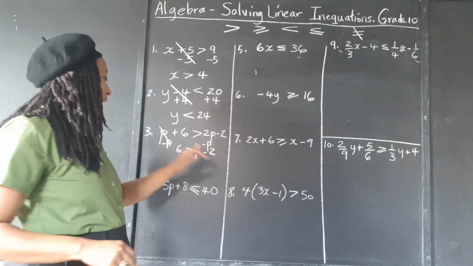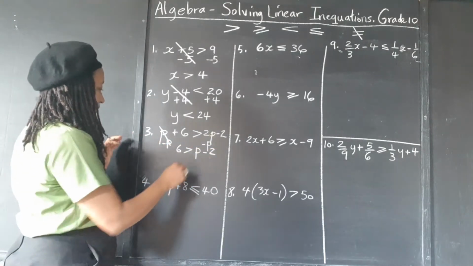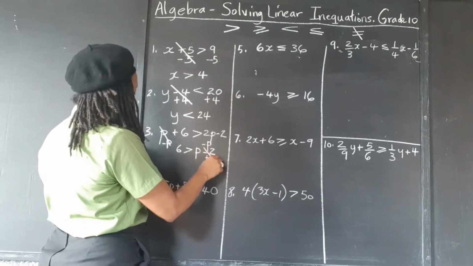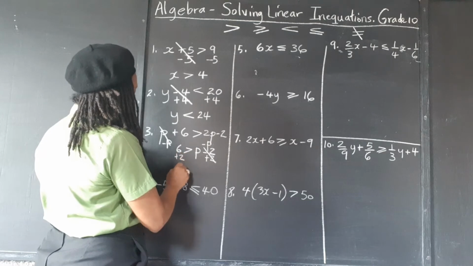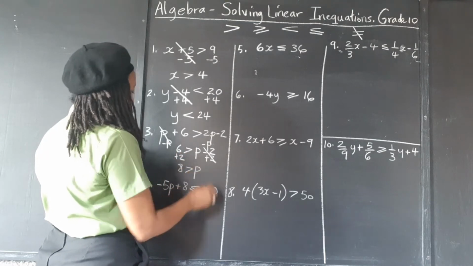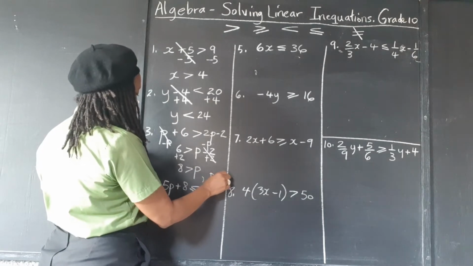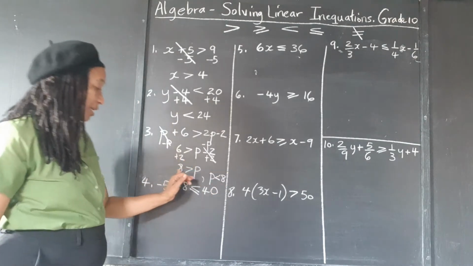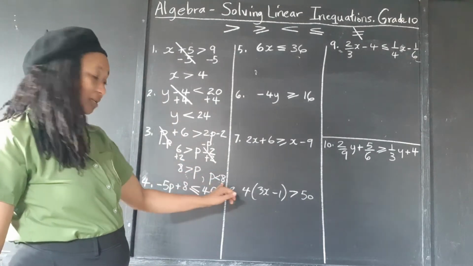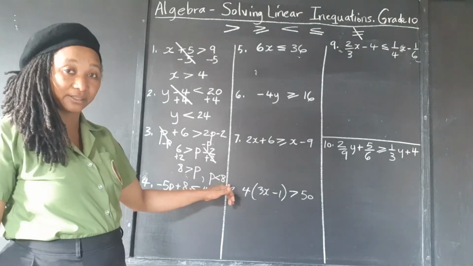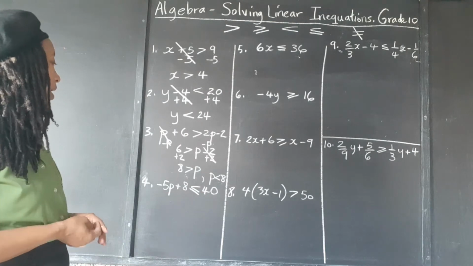And now I'm going to add 2 to both sides. So I have 8 is greater than p. Or if I want to rewrite it, p is less than 8. Same thing. These are the two same things. 8 is greater than p, so p is less than 8. Okay? Alright.